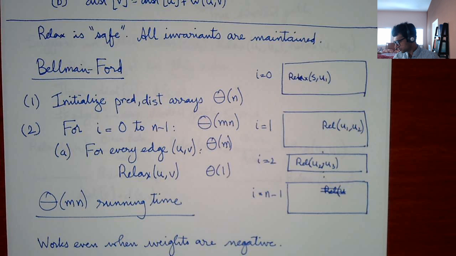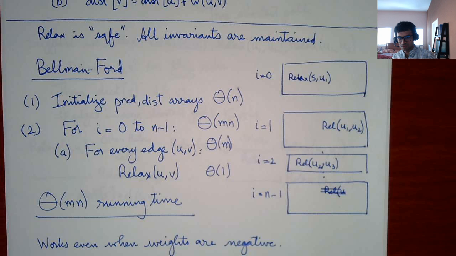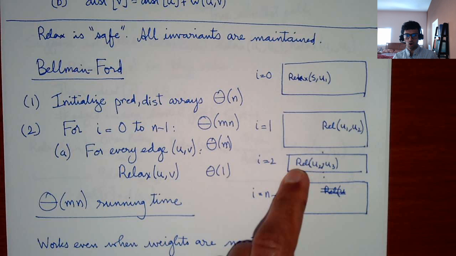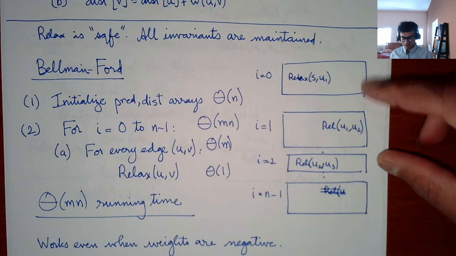How are you finding U1, U2, U3 in order? You're not. That's the surprising part. You're not finding it. You just know that it's going to come in order, because you're making a call for all the edges, and then you're making a call for all the edges again, and then you make the call for all the edges again. So somewhere you're definitely going to call relax S U1 before you call relax U1, U2. You will also call relax U1, U2 in here, but that might be in the wrong order. But that's okay. You're allowed to make more relax calls. It doesn't affect anything.